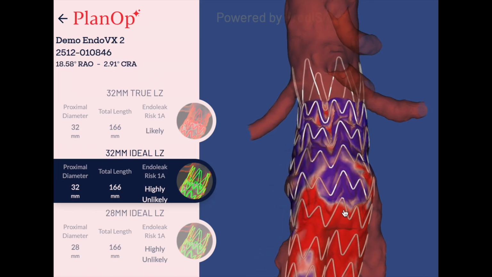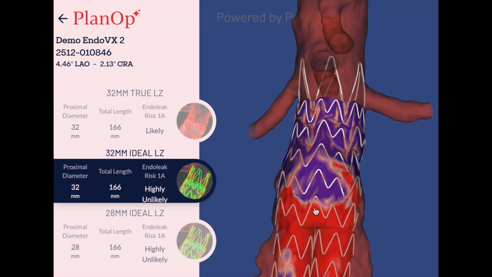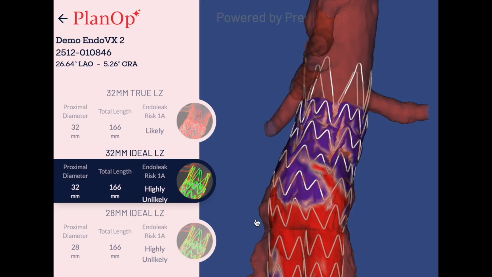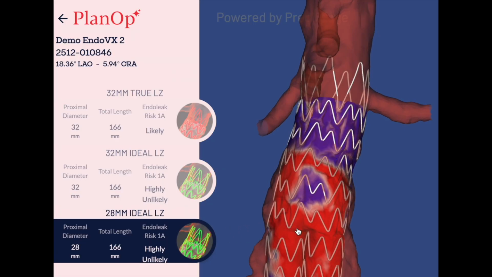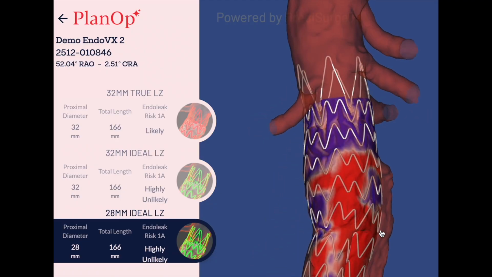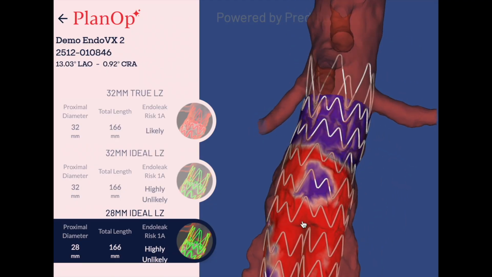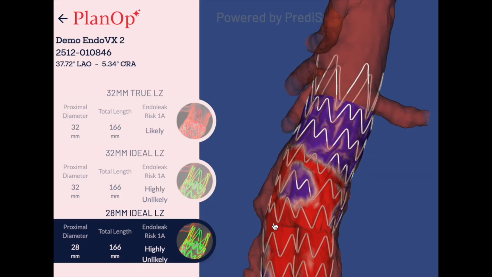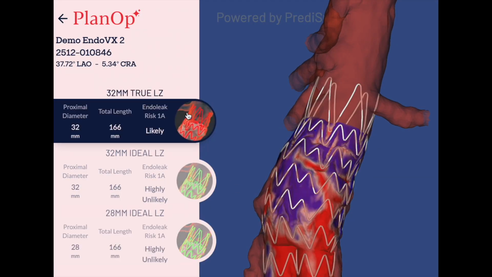Now, if you use the same device and you have the perfect landing zone, you see that actually the risk is much lower. And also we simulate in this case a 28 mm that was another option, and you see as well that the algorithm tells you that you have a low chance of type 1 endoleak and a good apposition.